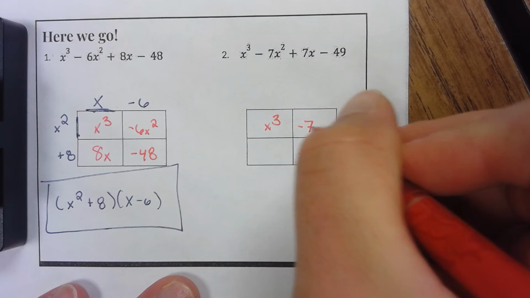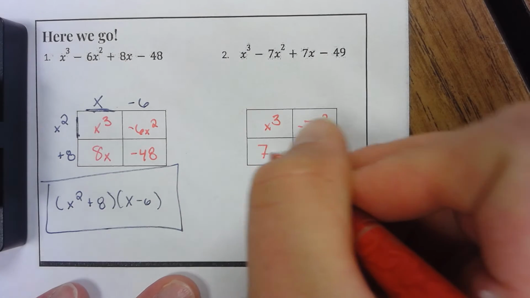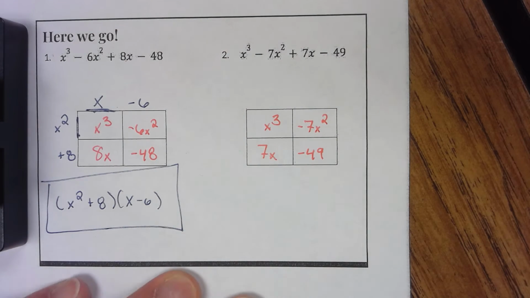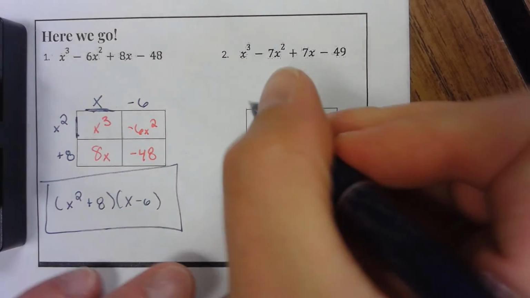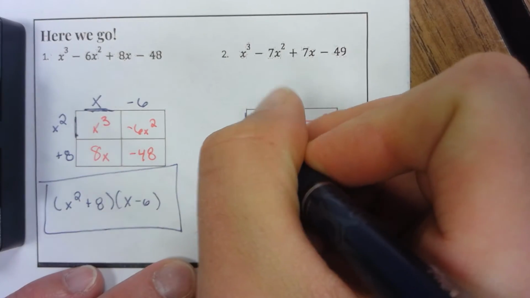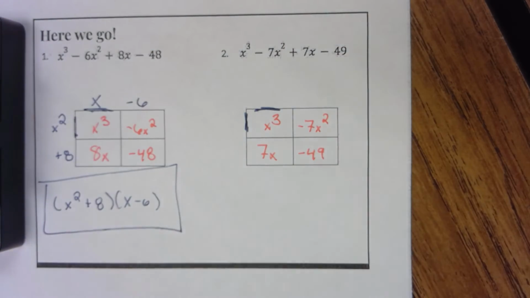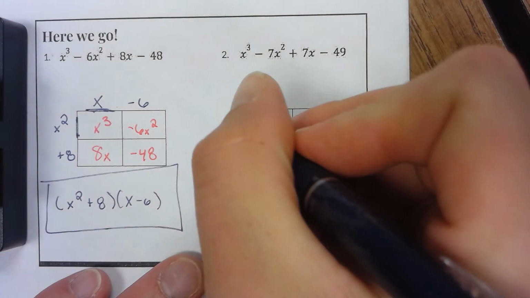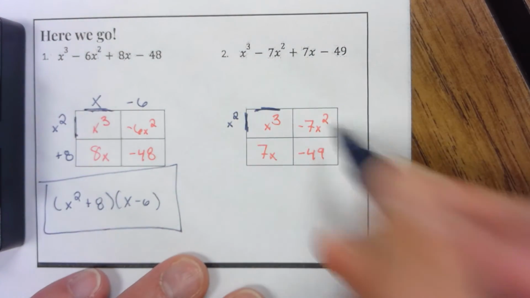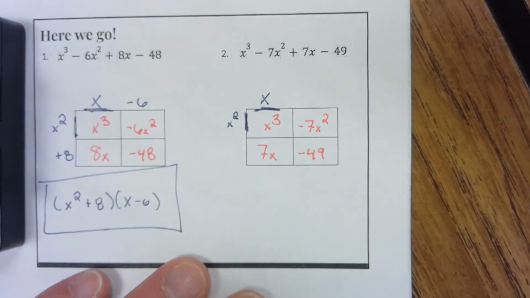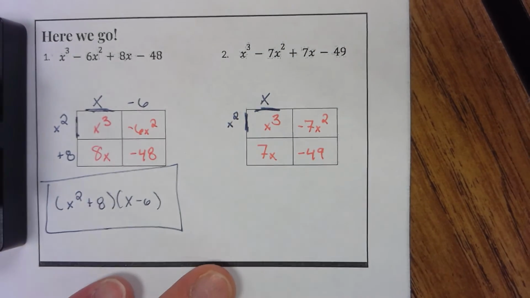So negative 7x squared and 7x. Now we're going to think, how can we get to x cubed? To get to x cubed, we got to do an x squared times an x. I'm going to put x squared so that it multiplies to give me negative 7x squared. So that makes the x up top here.